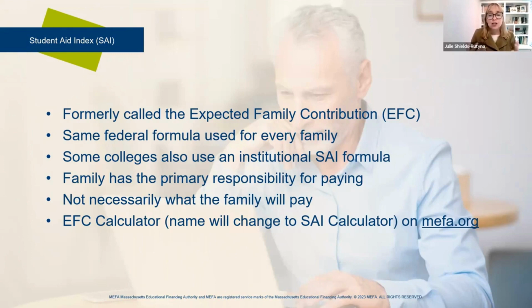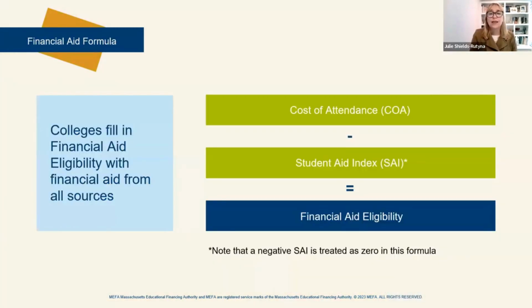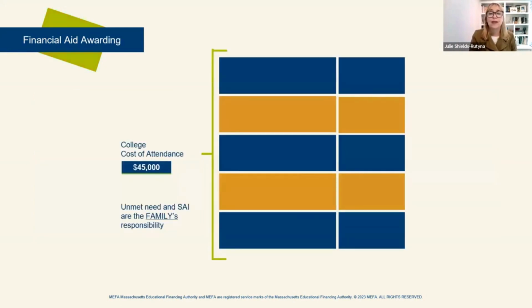So just know that that number then affects how much financial aid you'll be eligible for, because they'll take the cost of attendance, subtract the student aid index, and that will be your financial aid eligibility. So I'm going to take you through a quick exercise, and we're going to pretend that I am a financial aid administrator putting together a financial aid offer for your student.